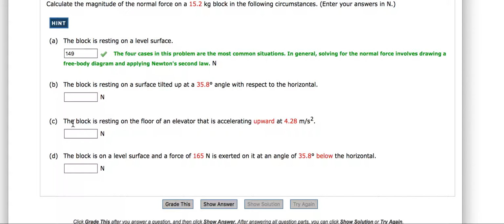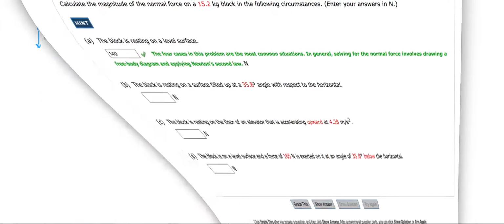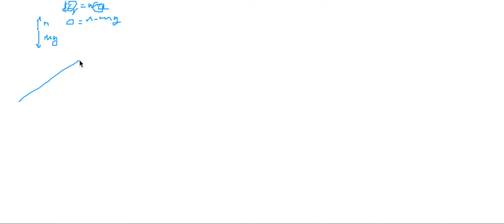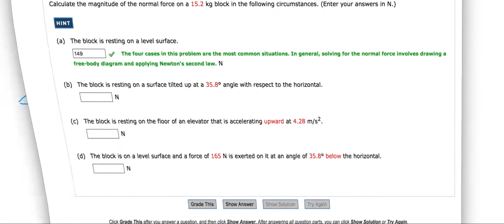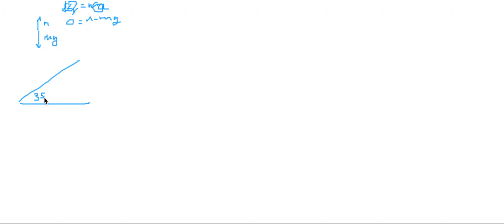The block is resting on a surface tilted up at a 35.8 degree angle to the horizontal. So this is our horizontal, the degrees is 35.8. Here's our block. Normal force is going against the surface, perpendicular to the surface, pushing back. Our mg is going to be straight down. And we need to find the normal force. So this angle is actually equal to 35.8.